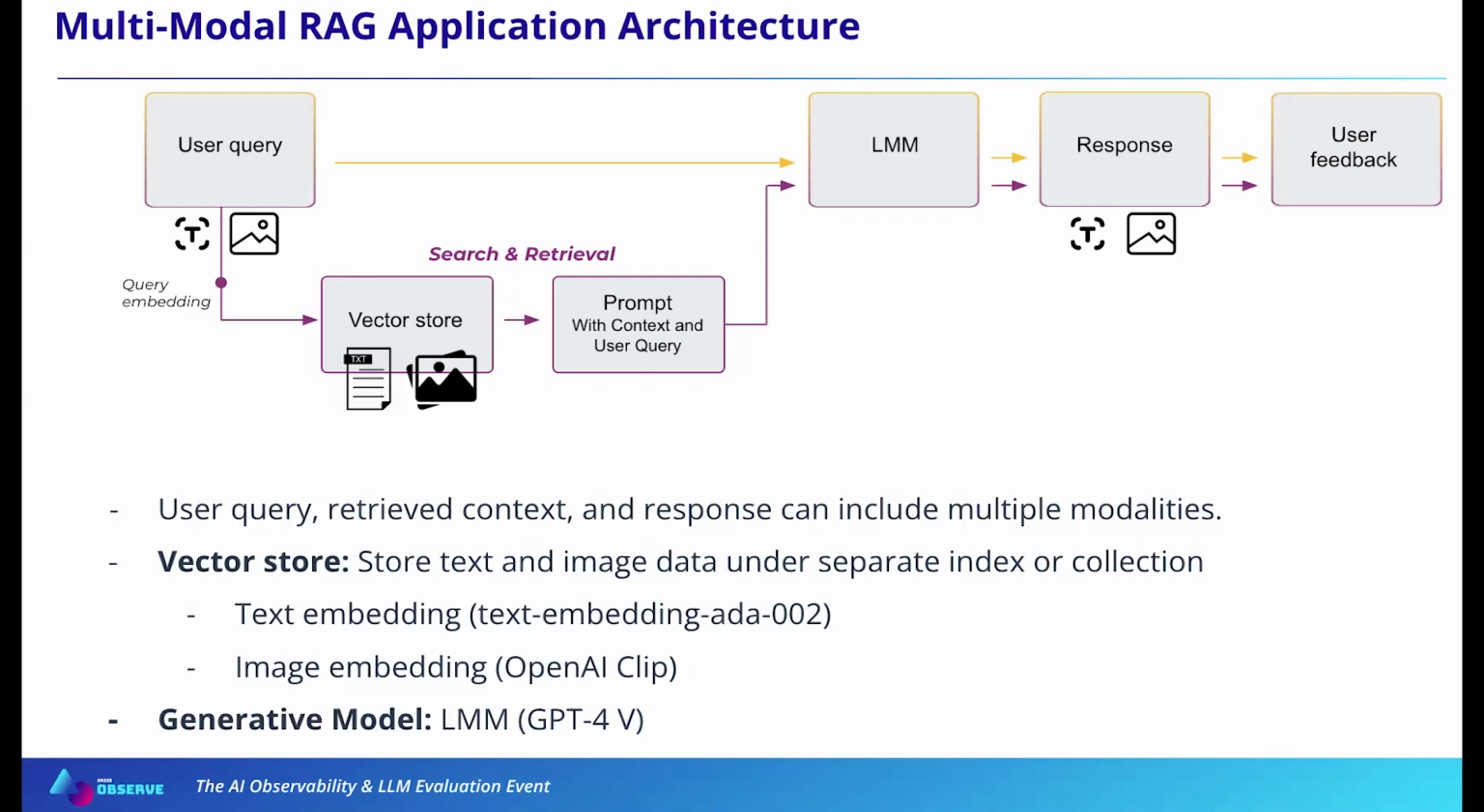So let's say in your vector store, you actually have multiple modalities. In the case of YouTube videos, we will have multiple modalities. So then you need to basically store your text and image data under separate collections of indexes, where you have a text embedding and an image embedding, and then your generative model should also handle multimodality, right? So it should be a large multimodal model, something like GPT-4 Vision, GPT-4o, etc.